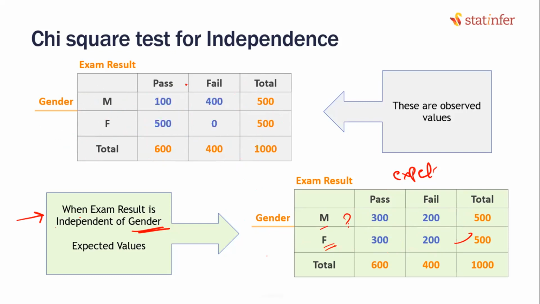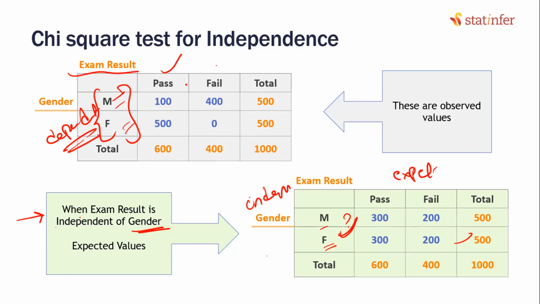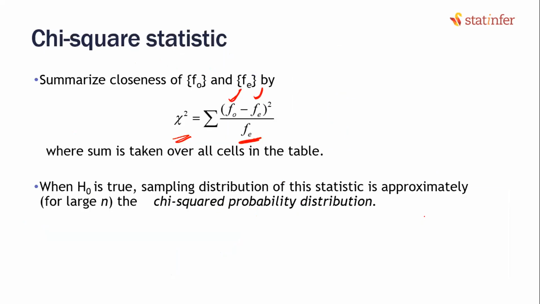So if the results are like this, then independent. If the results are like this, then dependent. Dependent means being male or female, the exam result, pass or fail, depends on gender. Whereas here, it doesn't depend on gender because in both places the percentage is the same. So that is known as the chi-square test.